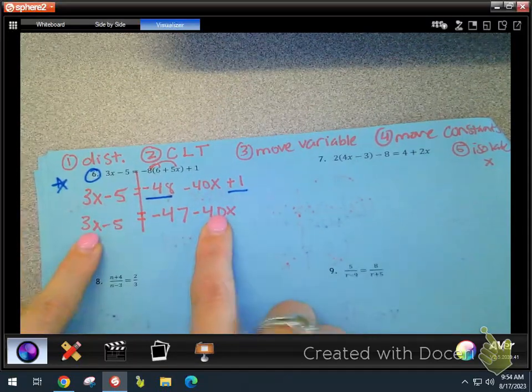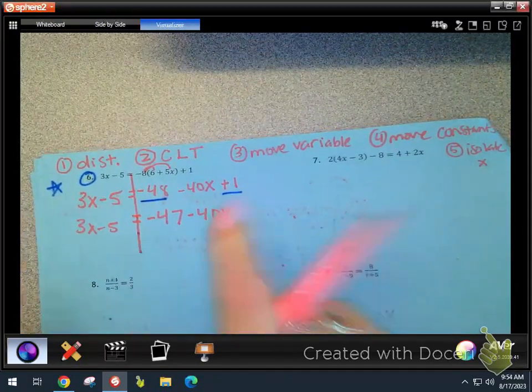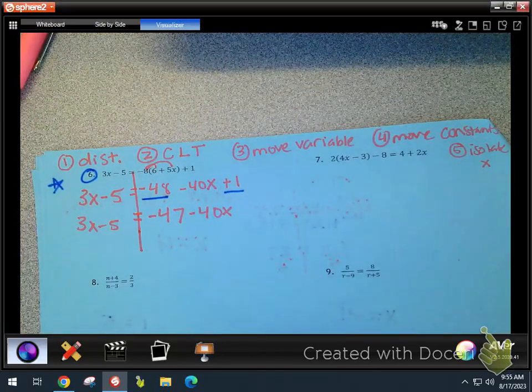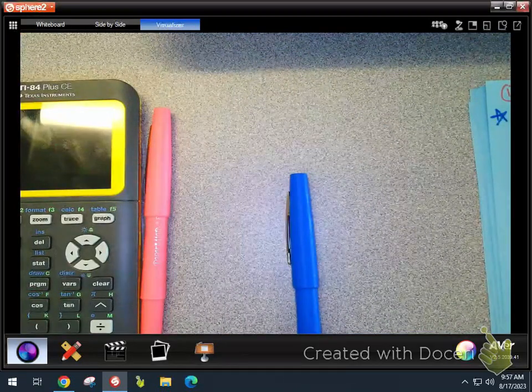How many sides do you have an X on? Two. How many sides do you want it? One. Take it away. Solve it. You are going to get a fraction. It's not going to look that pretty. It's okay. Go.